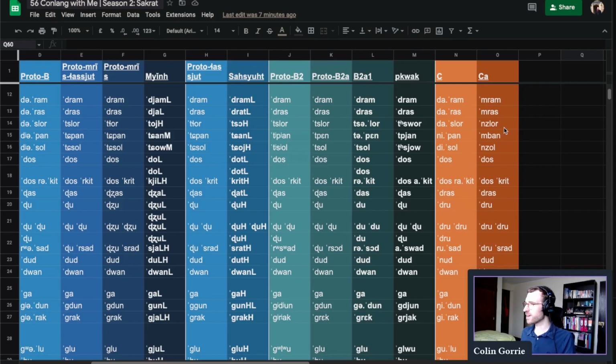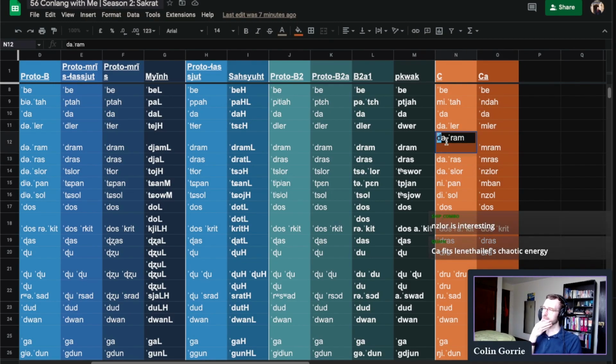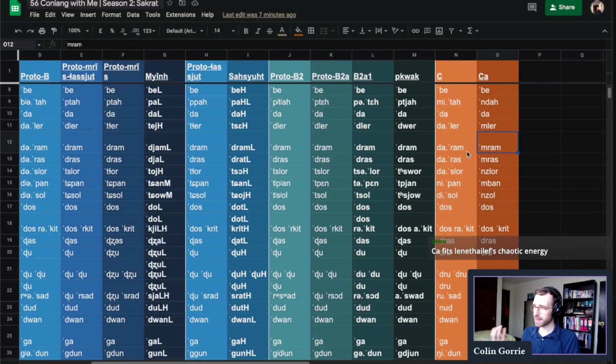So we have, oh, this is really cool. So here's one, Nzlor. Oh, okay. I'm blanking on what happened in this one, but here's what happened. Whenever we have a stop minor syllable, actually, I think it's only a voiced stop minor syllable, it nasalizes.